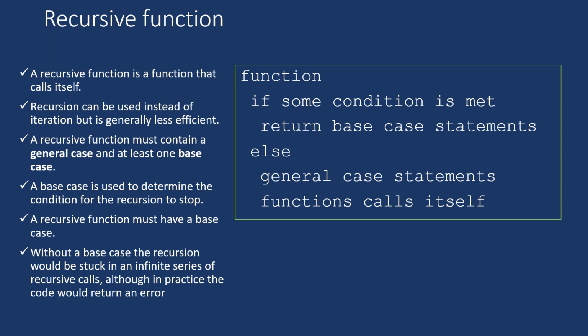Now, to look at what this looks like in general terms, so we have a general look at what one of these recursive functions looks like. So we have an if-else construct here. So if some condition is met, we return the base case. Otherwise, we are executing the general case where the function calls itself. So the general case is where the function calls itself. The base case is the condition for the recursion to stop.